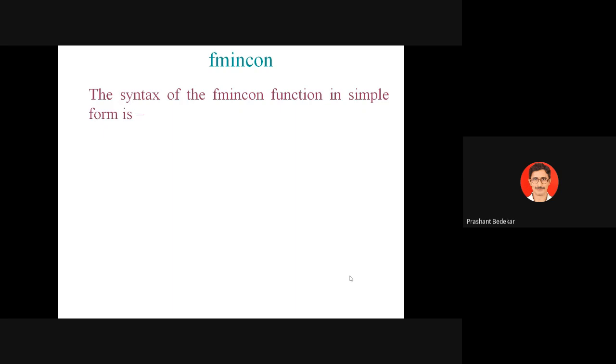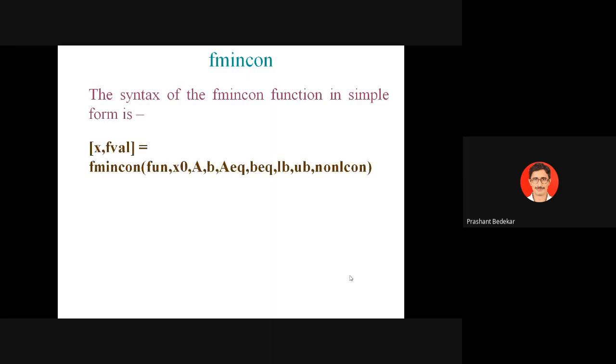Let's see the syntax of the fmincon function in simple form. Why am I saying simple form again? Because there can be a lot of additional things, and as I said, you can go through the MATLAB library, MATLAB literature, and you will get the other things also which can be incorporated additionally.